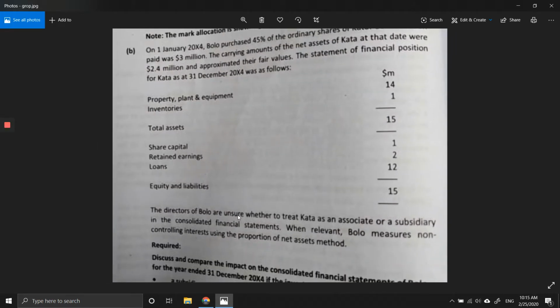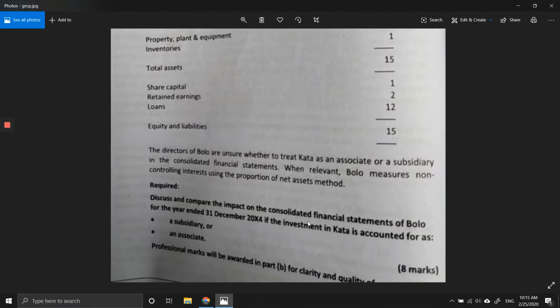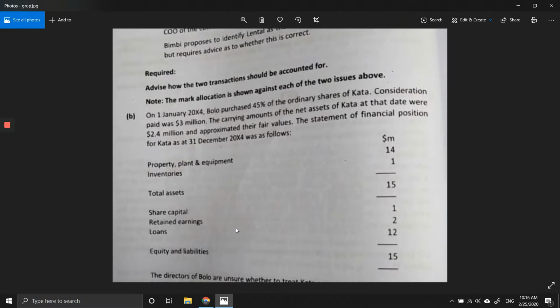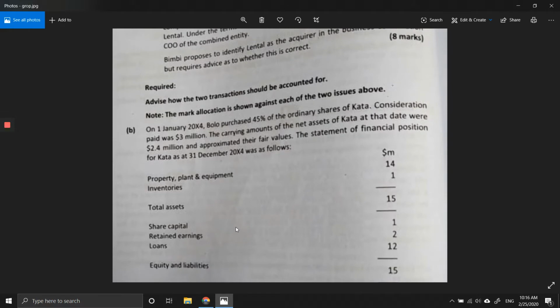The directors of Bolo are unsure whether to treat Kata as an associate or subsidiary in the consolidated financial statements. When relevant, Bolo measures NCI using the proportion of net assets method. So discuss and compare the impact on the SOFP of Bolo for the year ended 31st December 20x4 if the investment in Kata is accounted for as an associate and as a subsidiary. First of all, let's find out a few things.